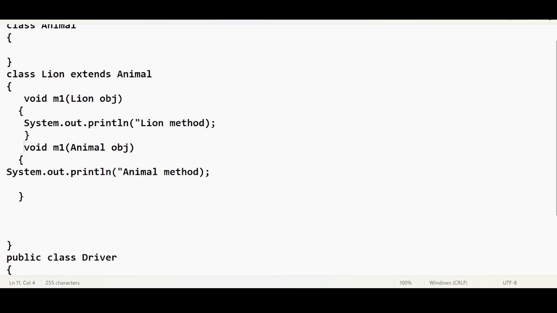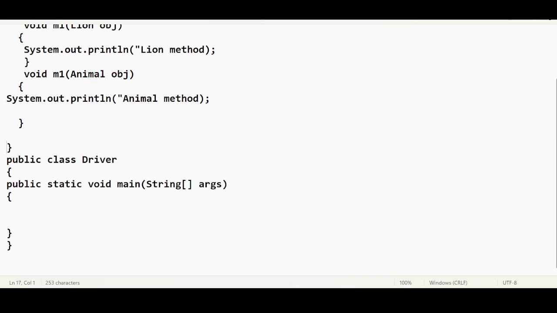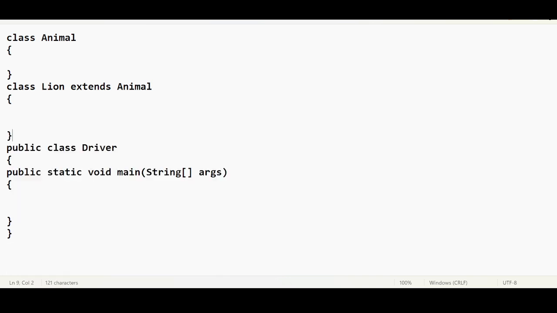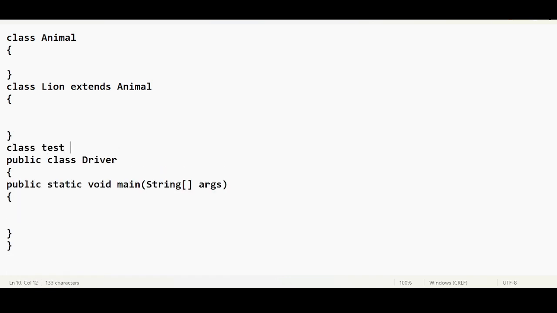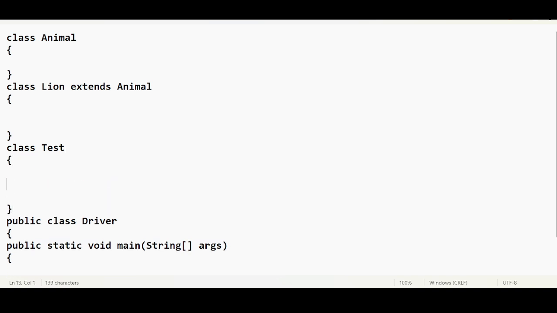Inside the lion class, I have two methods, one which is accepting lion as an argument, and one which is accepting animal as an argument. Let me create an object for the lion class. Let me remove this code and take another class called test class. So my test class has these two methods.